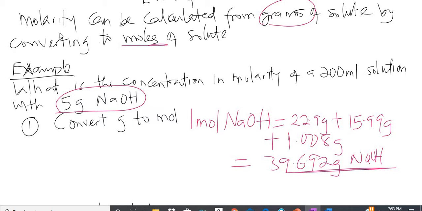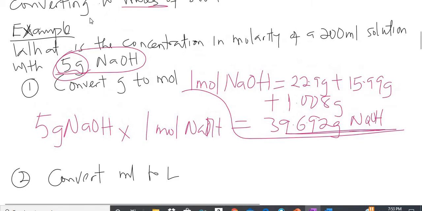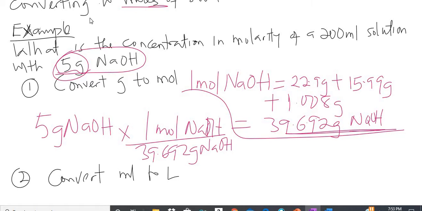So to convert it to moles, this is our given. We are given 5 grams, so it becomes 5 grams of sodium hydroxide times 1 mole of sodium hydroxide over 39.692 grams of sodium hydroxide. And this gives us 0.126 moles of sodium hydroxide.